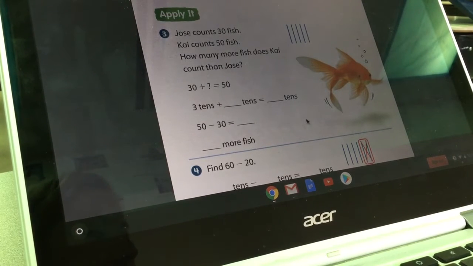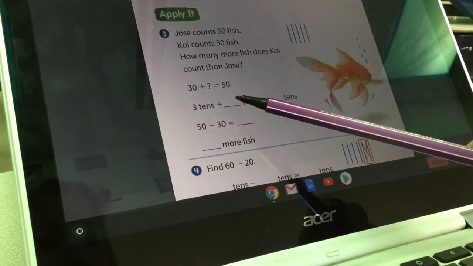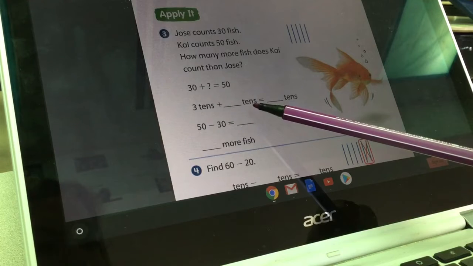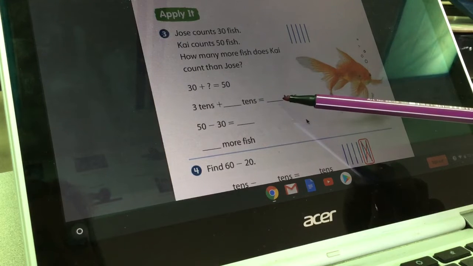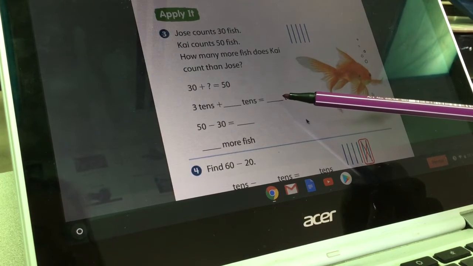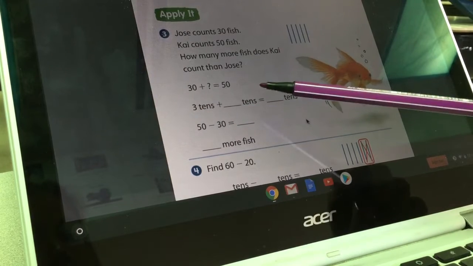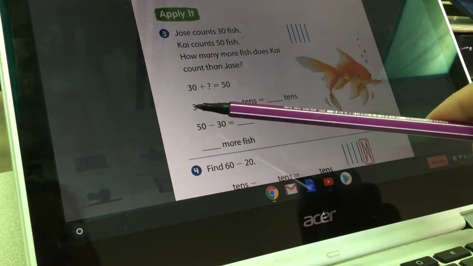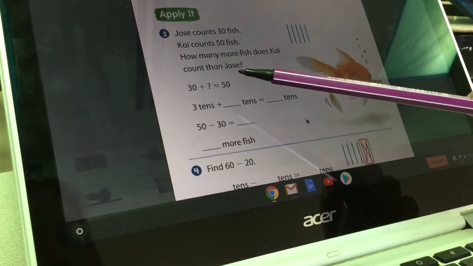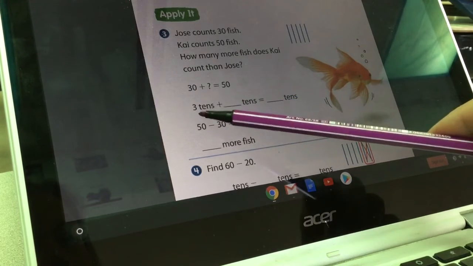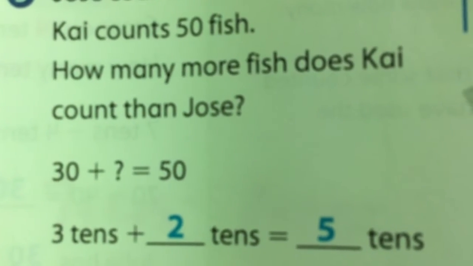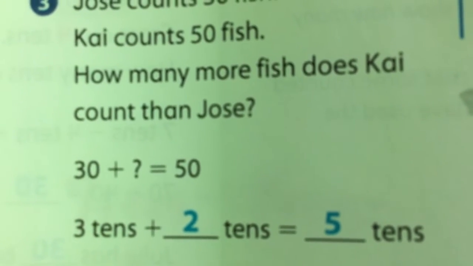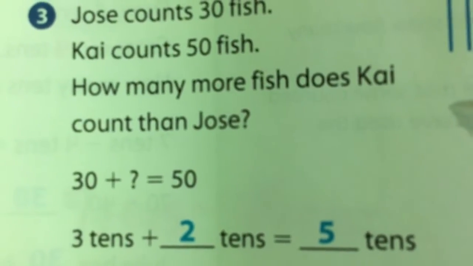We need to figure out how many more tens we're adding. 3 tens plus blank tens equals blank tens. Well, what's the same as 50? How many tens? 5. Can you put a 5 on this line? 3 plus what equals 5? 3, 4, 5. I tapped twice, so my answer is 2. 3 tens plus 2 tens equals 5 tens. Go ahead and put that on your paper. We counted on from 3 to get to 5.